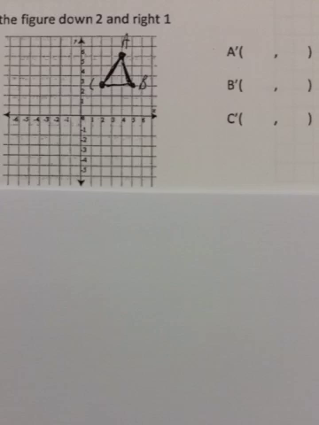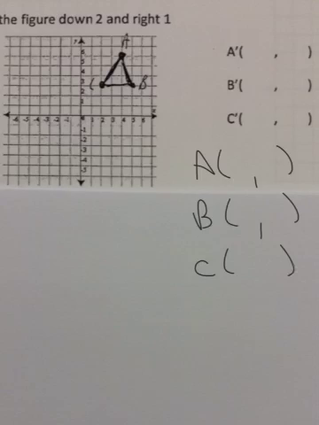Okay, our last example says we're going to translate the figure down 2 and right 1. So I'm going to start with my original ordered pairs, so A, B, and C. So A, looks like we're going right 1, 2, 3, 4, and up 1, 2, 3, 4, 5, 6. So right 4 and up 6. And then B, we're going right 5 and up 3. And then C, we're going right 2 and up 3.